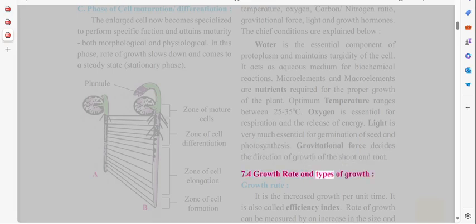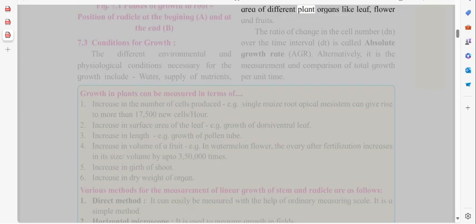7.4 Growth rate and types of growth. Growth rate is the increased growth per unit time. It is also called efficiency index. Rate of growth can be measured by an increase in the size and area of different plant organs like leaf, flower and fruits. The ratio of change in the cell number, dn, over the time interval, dt, is called absolute growth rate, AGR. Alternatively, it is the measurement and comparison of total growth per unit time.